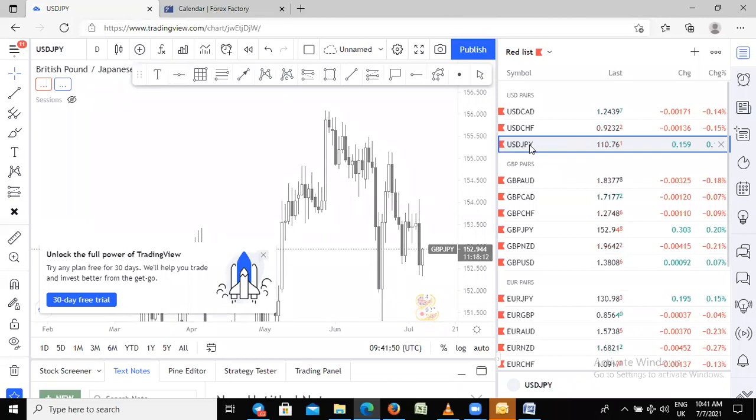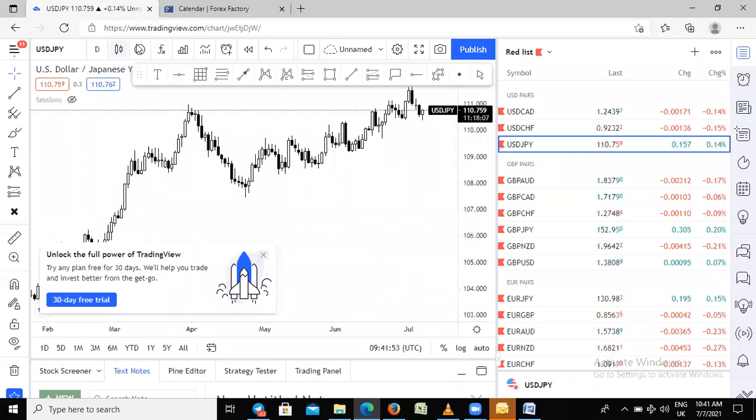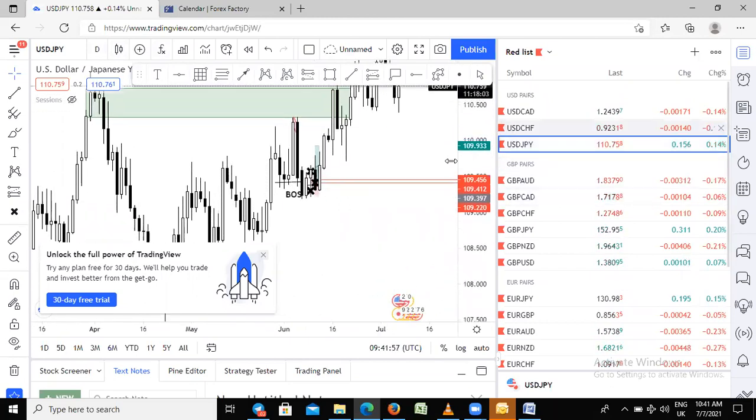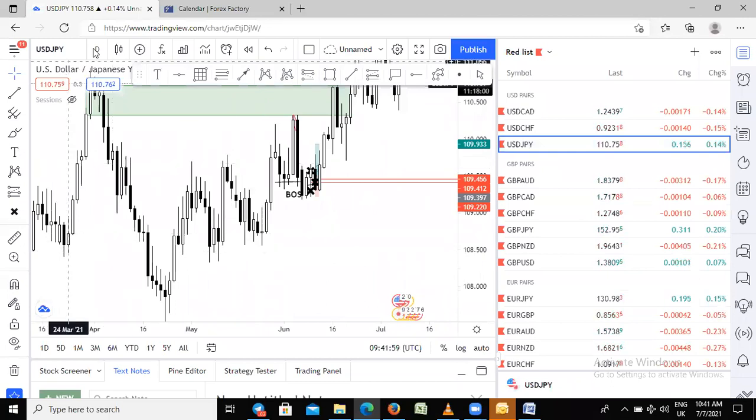I think it was USDJPY. Let me show us. Was it on the daily? Okay, yeah. Now look at structure. Let's go from the weekly first.